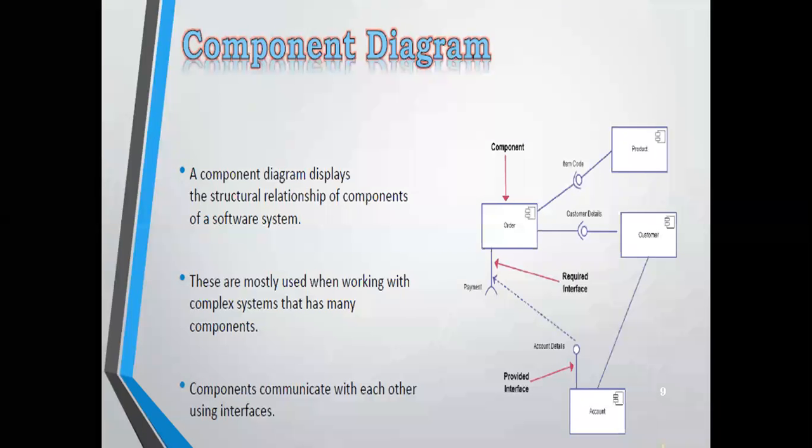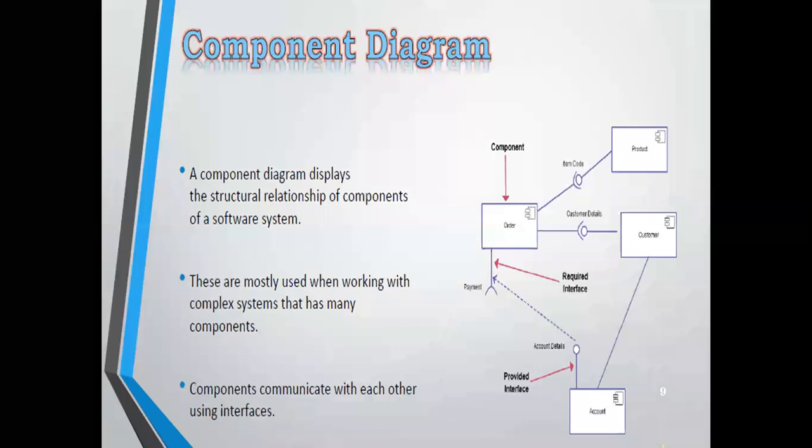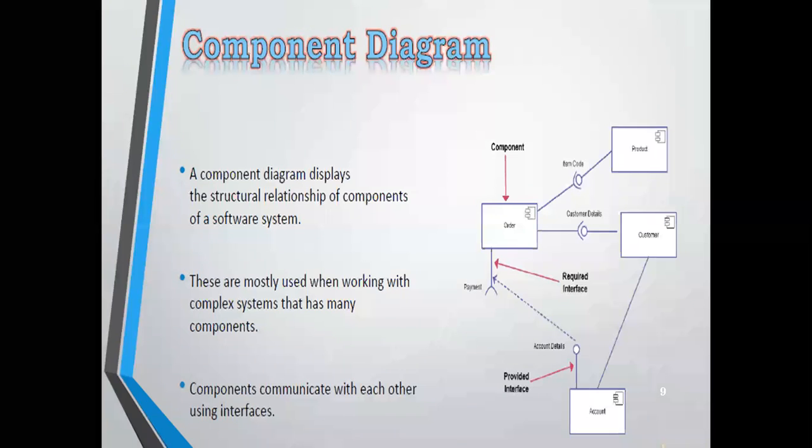The next one is the component diagram. This component diagram displays the structural relationship of components of a system. This is the structural information. Here they consider a scenario for an order management or product system. So this is the component. Here you can see there are four components: order, product, customer, and account. These are the components of the system.